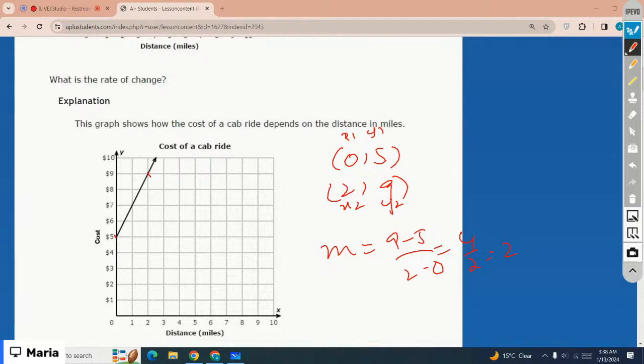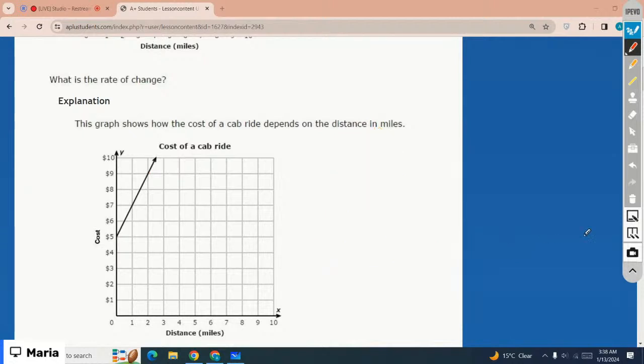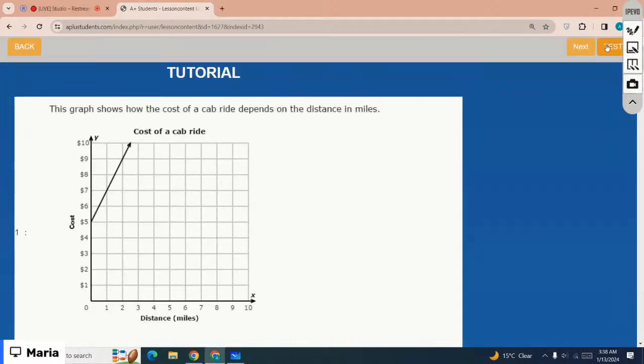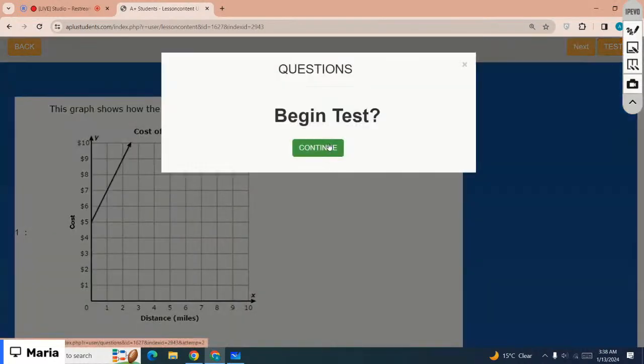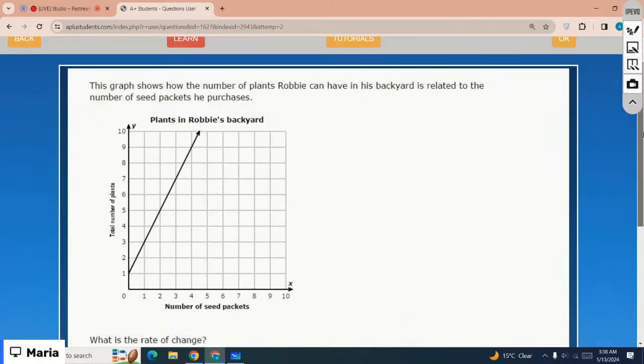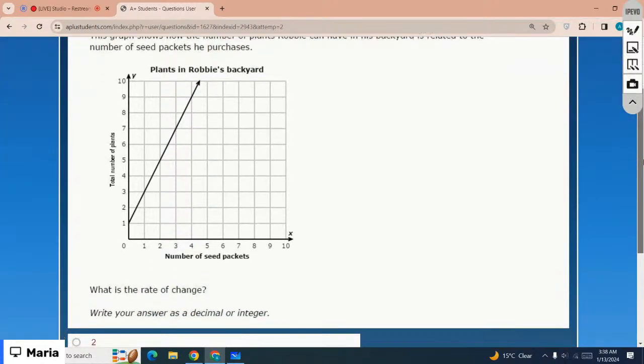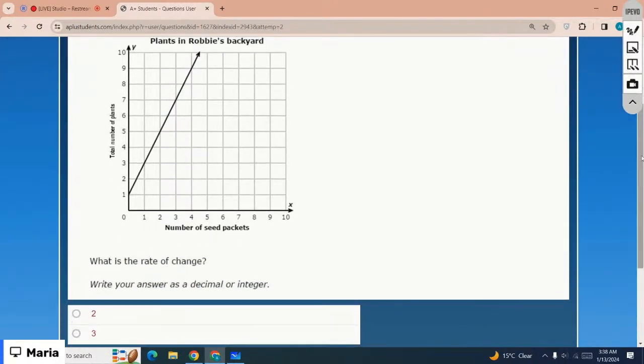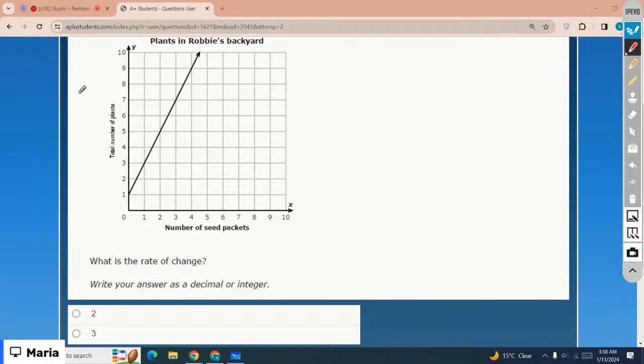So whenever you talk about the constant rate of change, it means you need to calculate the slope, right? So we can calculate the slope by calculating change in y divided by change in x, right? Okay, just look at this graph. This graph shows the number of plants Roby can have in the backyard is related to the number of seed packets she has. What is the rate of change? Okay, so you have to calculate the rate of change.